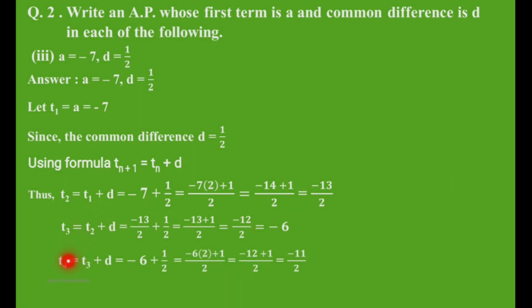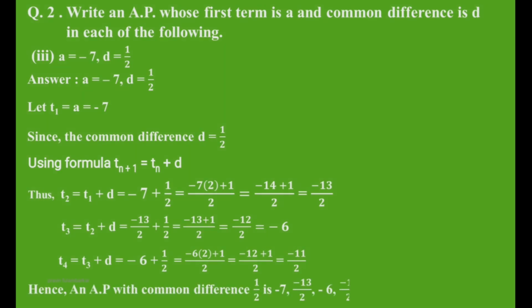So we write here formula T4 equals to T3 plus d. Now substitute the value of T3 as minus 6 and d as 1 by 2. Again cross multiply this. So minus 6 into 2 we get minus 12 plus 1. So minus 12 plus 1 we get minus 11, in denominator 2 as it is. So we get fourth term as minus 11 by 2.